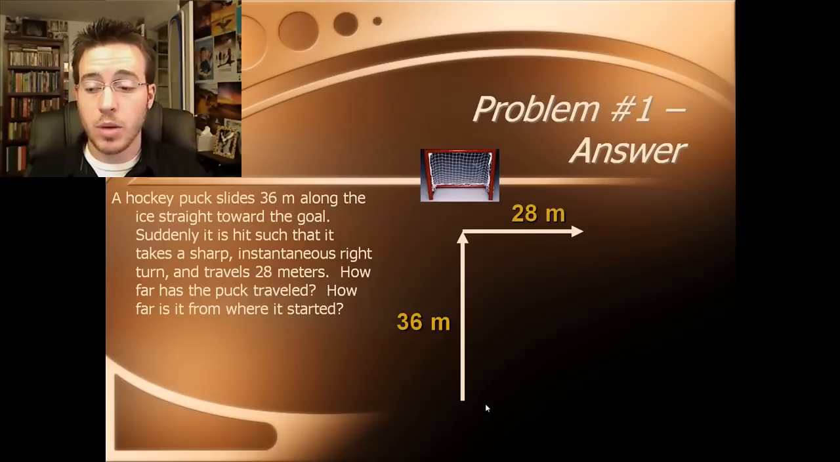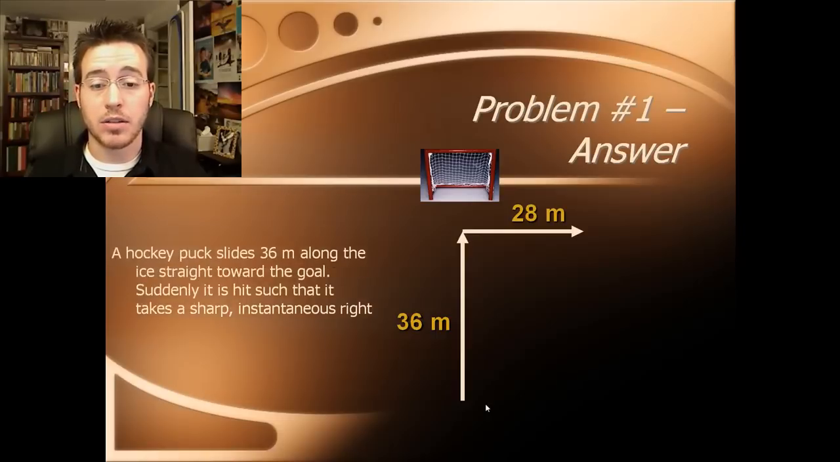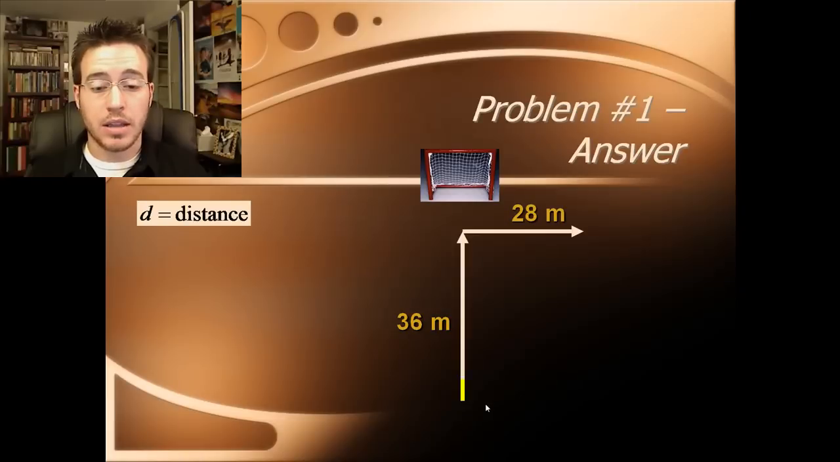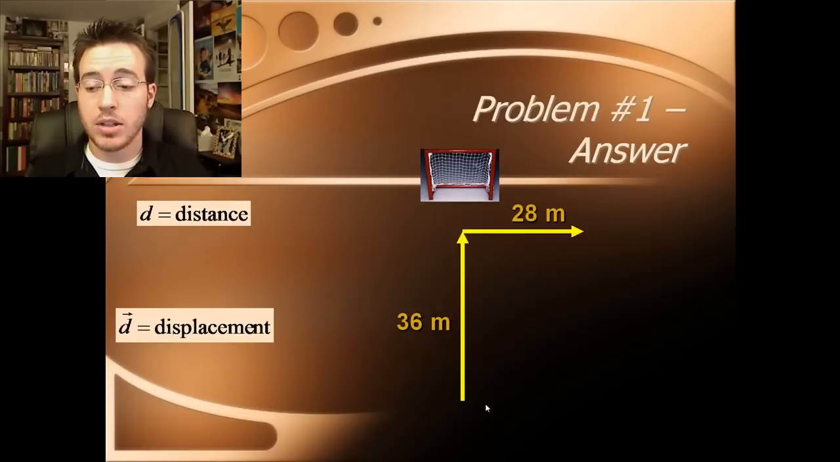Okay. So first question is, how far has the puck traveled? That'll be total distance. How far is it from where it started? That'll be displacement. So distance, that'll be these two arrows here. Direction is irrelevant. All we care about is the actual amount that the puck has traveled. Second question, how far is it from where it started? That'll be displacement. This is when the direction does matter. Now, since we're using the tip-to-tail method here, we're going to want to draw a resultant from the tail of the first vector to the tip of the last vector. So that's going to end up being this arrow right here.